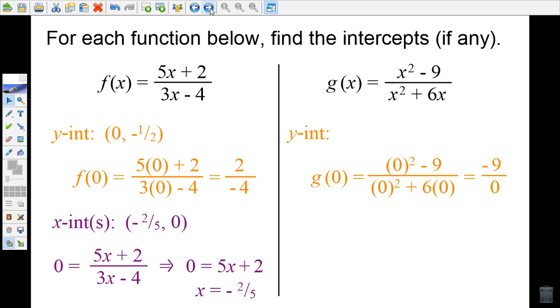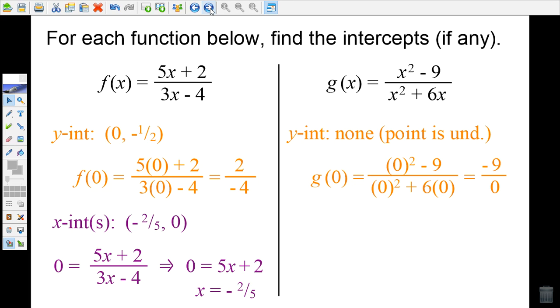All right, so to find the y-intercept here, I plug in 0 for x again, and I end up with negative 9 divided by 0. But what's a number divided by 0? Well, we can't do that. 0 divided by something else, like if this was 0 over negative 9, well, that'd be fine. That would be 0. But negative 9 over 0, that's undefined. So what does that mean? That means that there is no y-intercept.